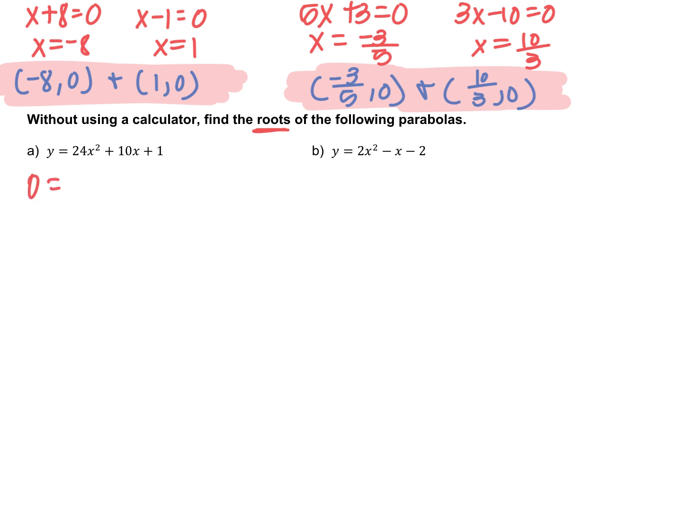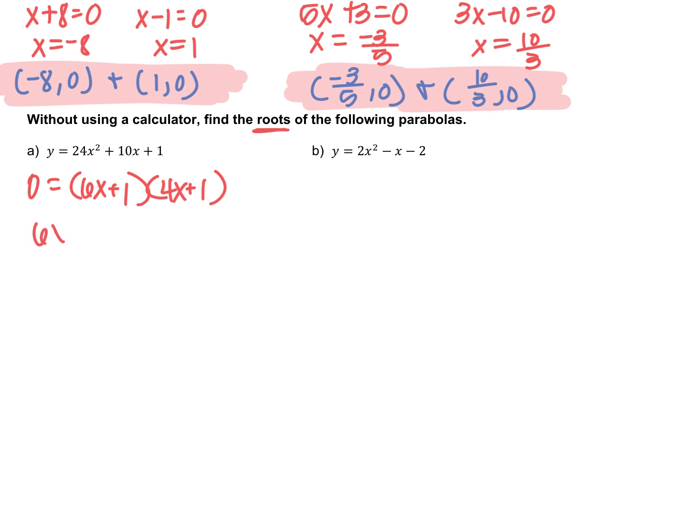So if I have 0 equals, and then let's see, for 24, the closest ones together would be 6x and 4x. And then for 1, wouldn't it just have to be 1 and 1? And then it's plus, so it'd be plus. Does that get me to 10? I think it does, doesn't it? Yeah.